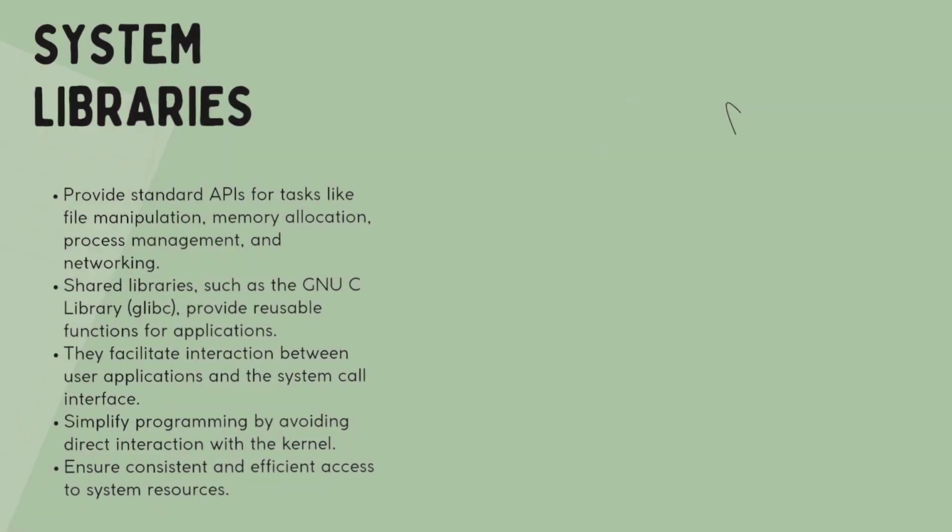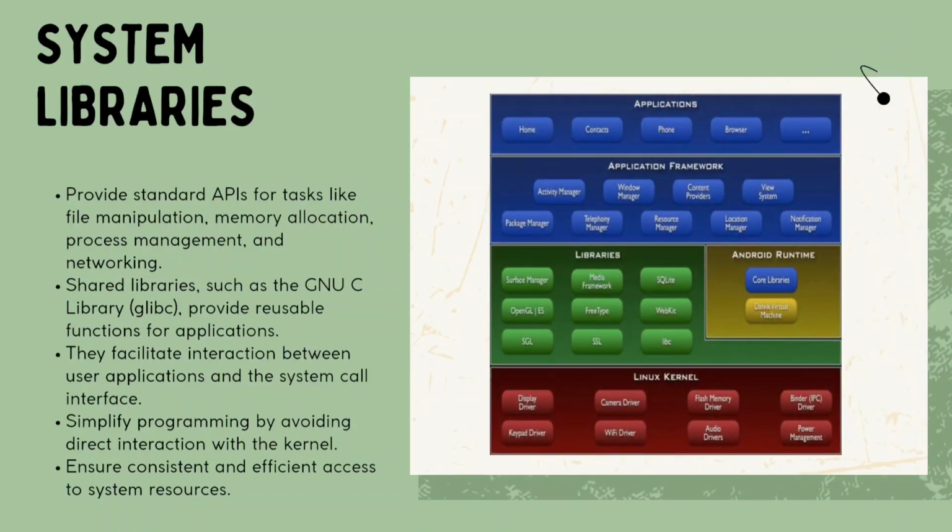After that, the next part is system libraries. The architecture of Linux provides standard APIs for tasks like file manipulation, memory allocation, process management, and networking. It includes some system libraries or shared libraries, such as the GNU C library, glibc, which provides reusable functions for applications. They facilitate interaction between the user application and the system call interface. That means it ensures consistent and efficient access to system resources. That's why we use system libraries in the architecture of Linux.